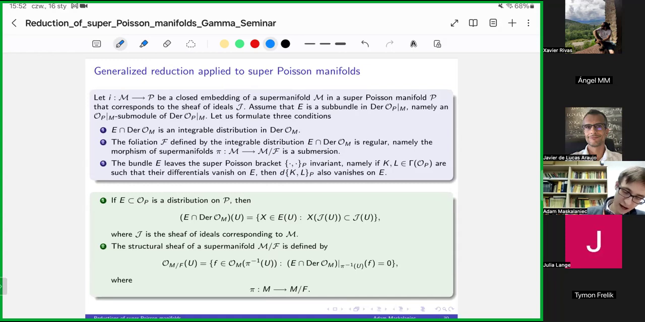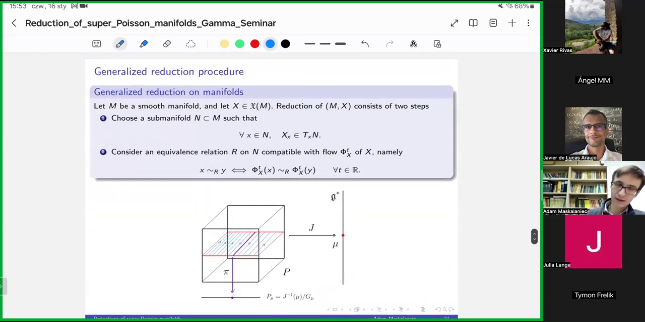So at first, I consider a closed embedding of a supermanifold M into a super Poisson manifold P, and this embedding corresponds to the sheaf of ideals I. Then we may assume that we are given a subbundle of derivations of P restricted to M, namely a submodule E of derivations of P restricted to M. And then I would like to formulate three conditions that make our assumptions equivalent to the picture I showed you before here.